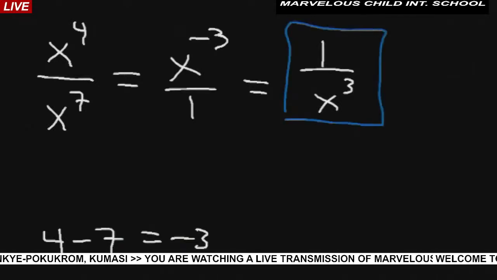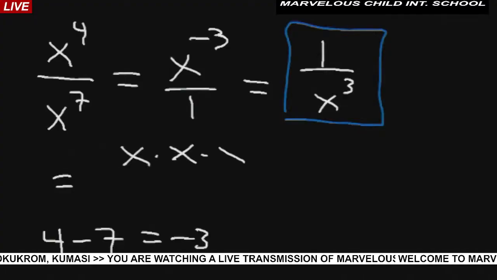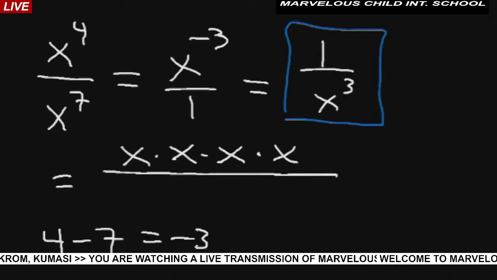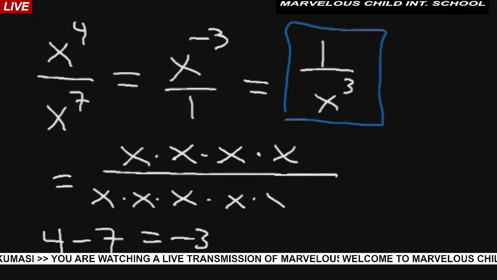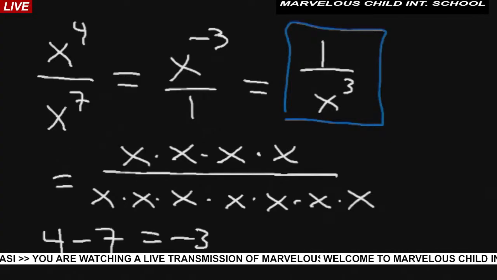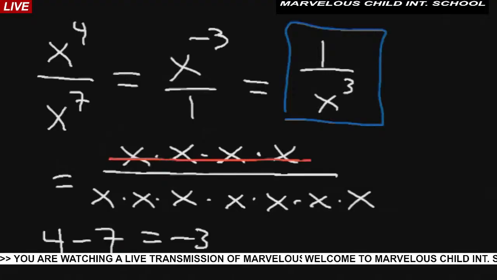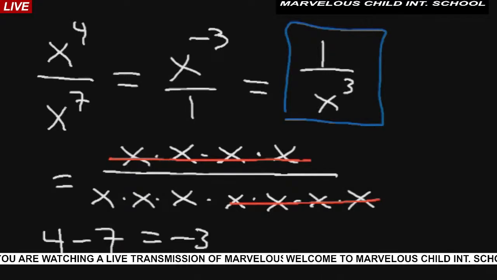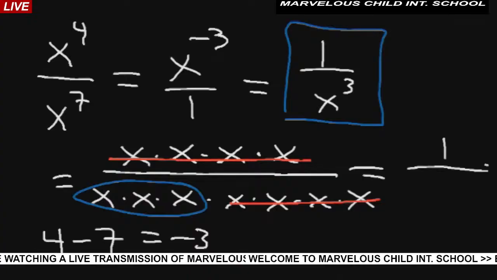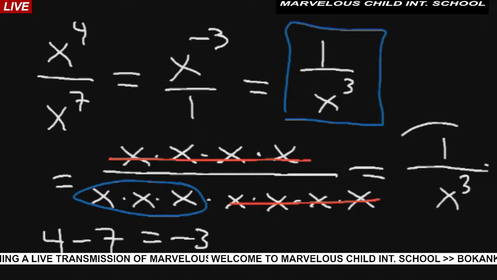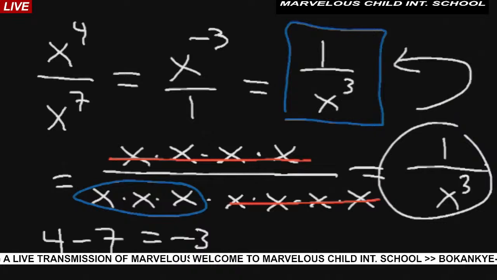But now let's see if we can understand it. X to the fourth, we know it's x times x times x times x. X to the seventh is x times x times x 7 times. So we can get rid of 4 x variables. Therefore, we have 3 left over on the bottom, and there's no more on top. So 3 x's together is x cubed, and thus we can see why this is the answer.